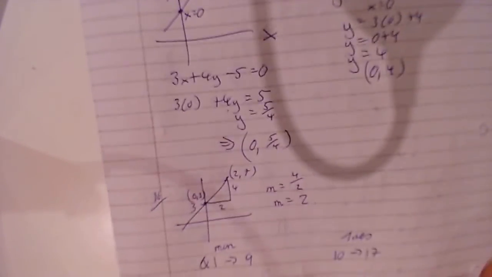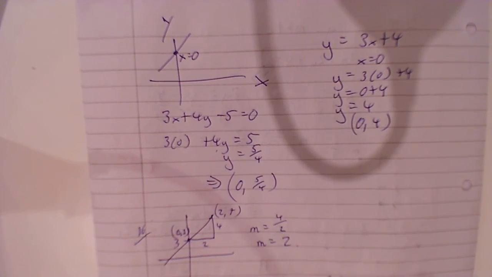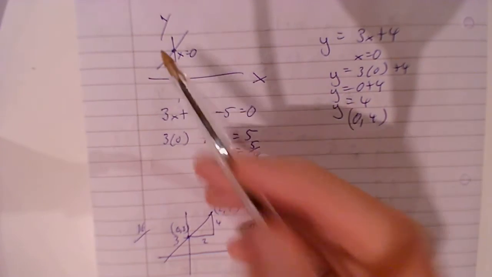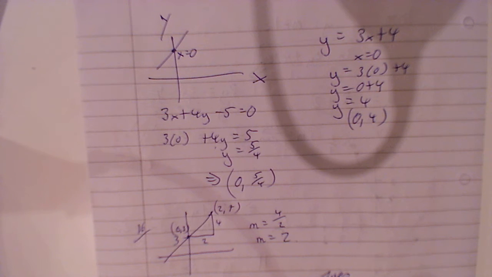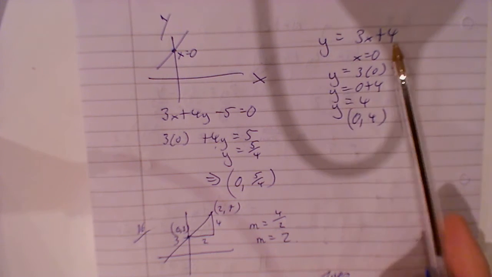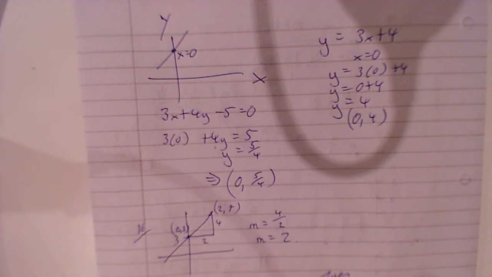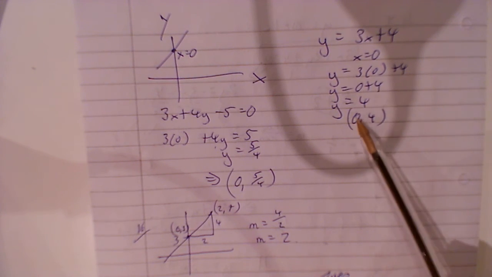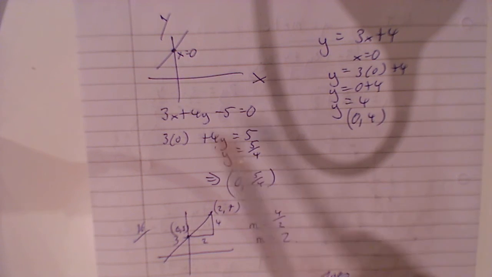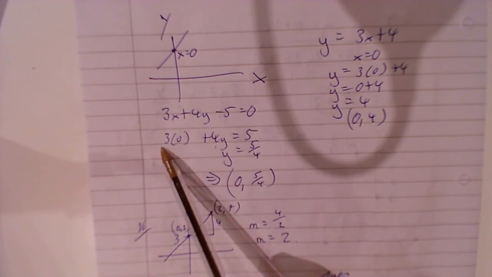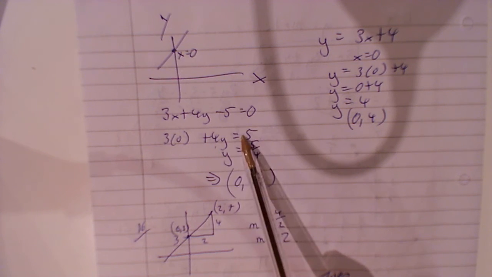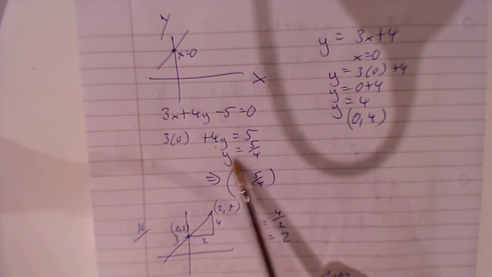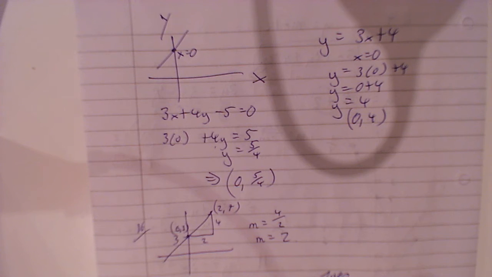Now, this side. Whenever it crosses a y-axis, the x value is 0. So if they say, here's the equation of a line, find the y-intercept, you put in 0 for x. 3 by 0 is 0, plus 4, that's 4. Our point is 0, 4. Just like here, if I just sub it in, 3 by 0, plus 4y, bring over the minus 5, that's 5 over 4. The point is 0, 5 over 4. Done. Easy enough. Nothing too groundbreakingly hard there.